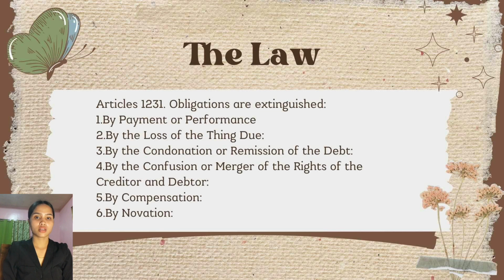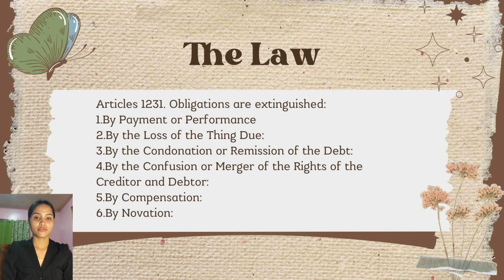Second, by the loss of the thing due. If the specific object or subject matter of the obligation is lost or ceases to exist, the obligation is extinguished. This applies to obligations involving the delivery of a specific thing. Third, by the condonation or remission of the debt. The creditor may choose to forgive or remit the debt voluntarily. This act of condonation extinguishes the obligation, releasing the debtor from the duty to repay.